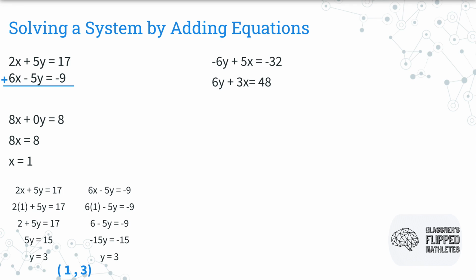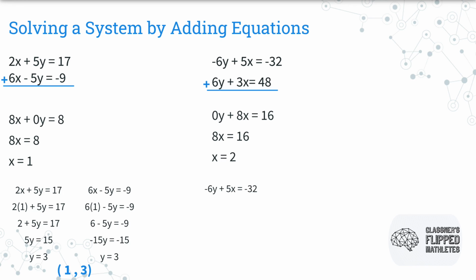But if we add, we'd get the y's canceling each other out. So negative 6y plus 6y is 0y. 5x plus 3x equals 8x. And negative 32 plus 48 is equal to 16. 0y is just 0, so this is 8x equals 16. Divided by 8, x is equal to 2.